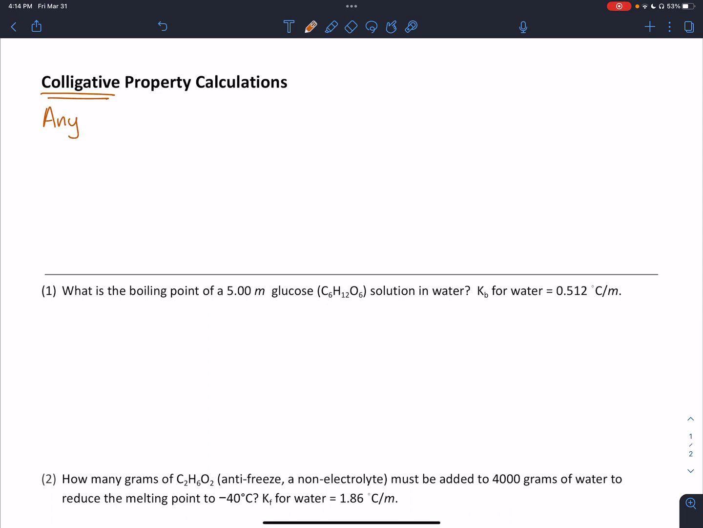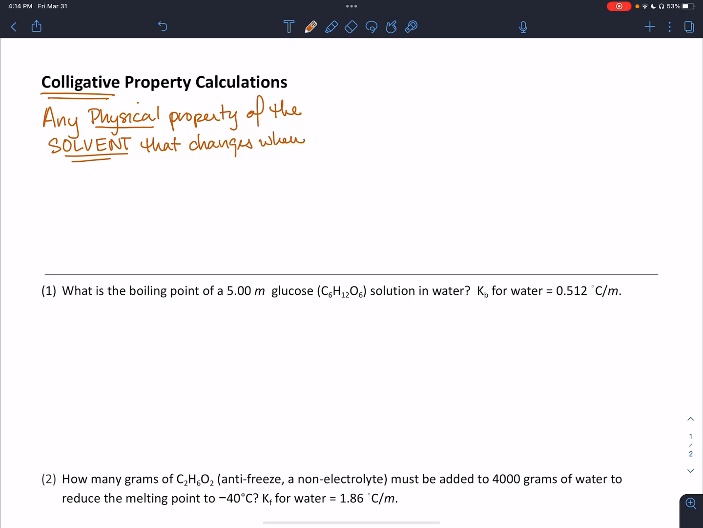Remember, a colligative property is any physical, and that's important, physical property of your SOLVENT. I'm going to capitalize that to help us keep that in mind. That changes when a solute is added. The physical properties of the solvents are well known: boiling points, freezing points, melting points, conductivity, all these different physical properties. Some of those physical properties are influenced by the presence of a solute.